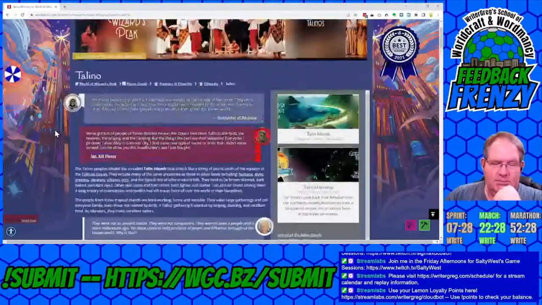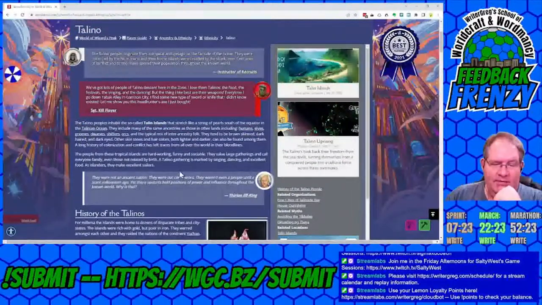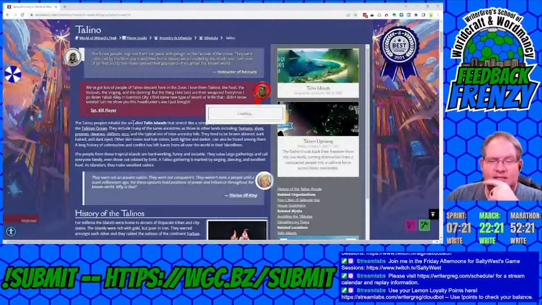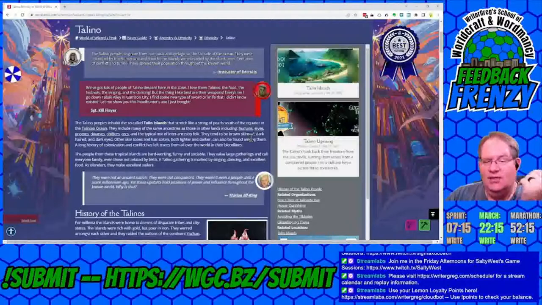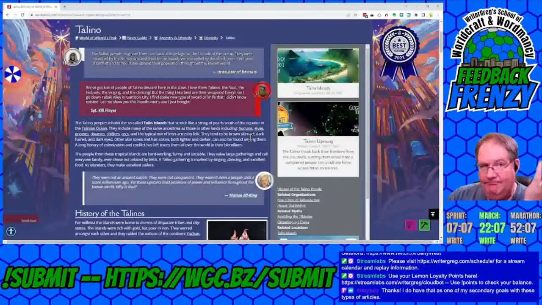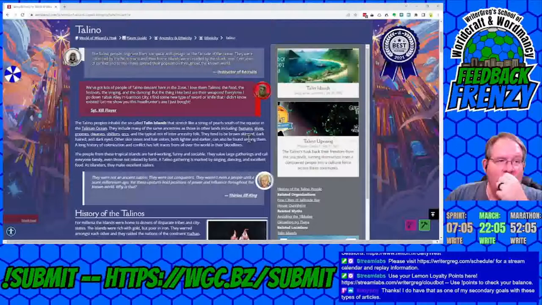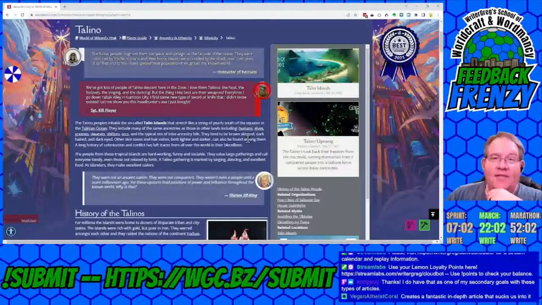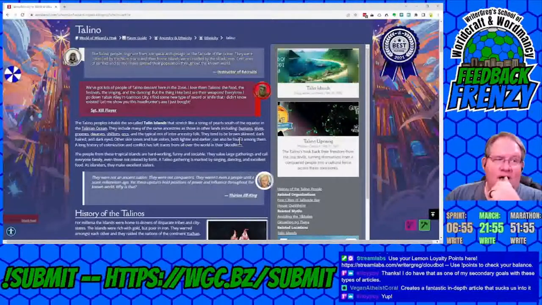Okay, all right, we have the introduction. It's interesting that you can be a Talino human, a Talino elf, a Talino gnome, a Talino dwarf, a Talino shifter, and a Talino orc. I think it's a great secondary goal. Yes, this creates a fantastic in-depth article that sucks you into it. Okay.